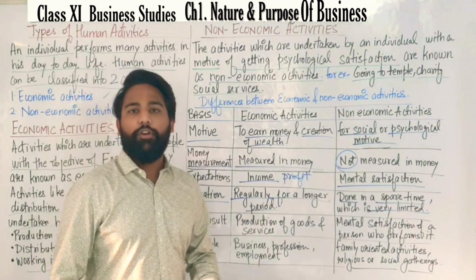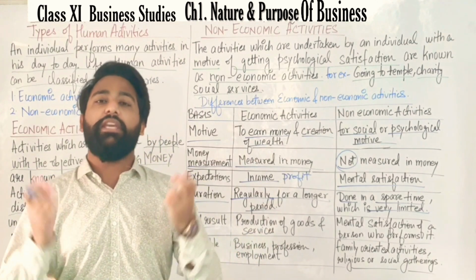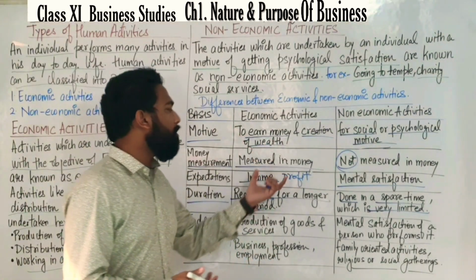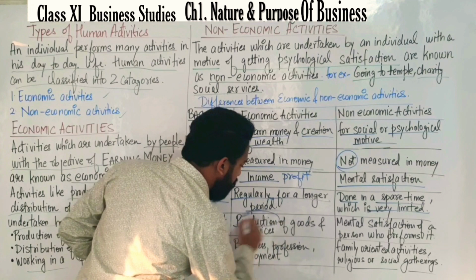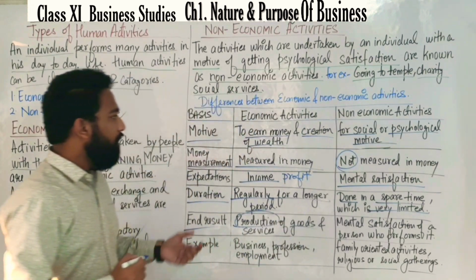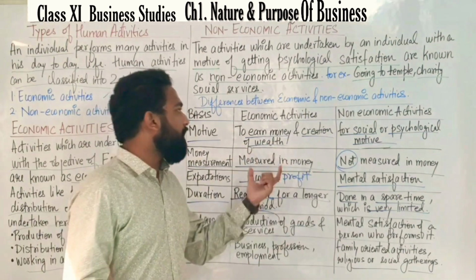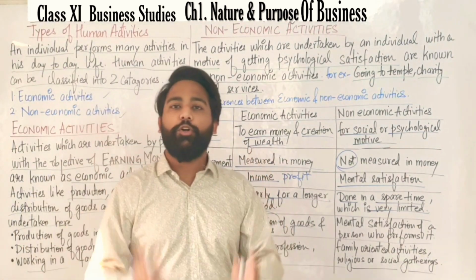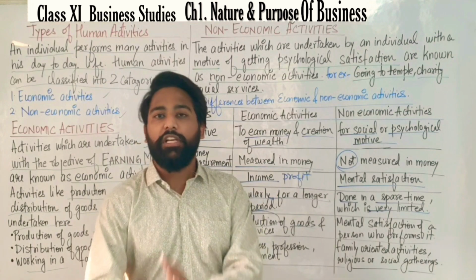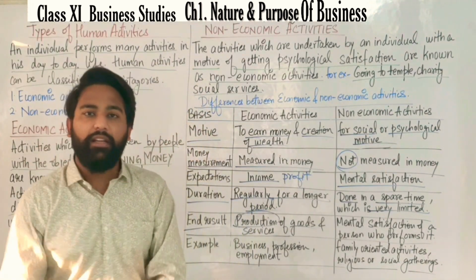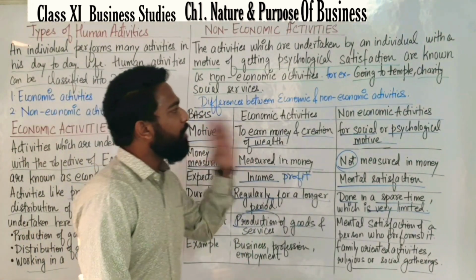Now, what is the end result of economic activities? The end result, what is the outcome? Basically, they are asking about the outcome. So, the outcome of economic activities is the production of goods and services. The ultimate outcome of economic activities is the production of goods and services, which is included in the GDP of that country.